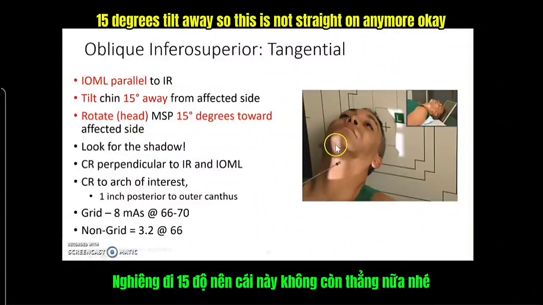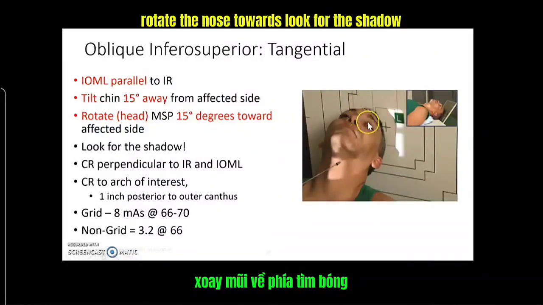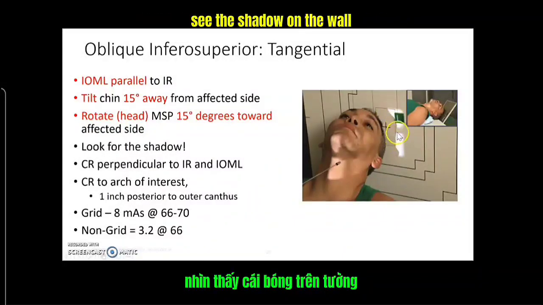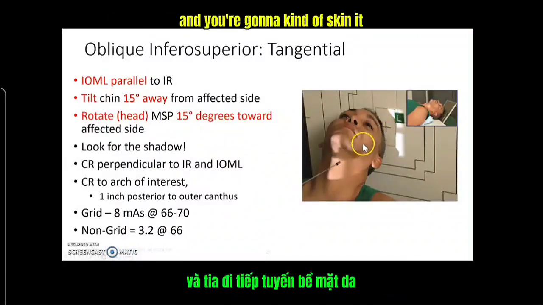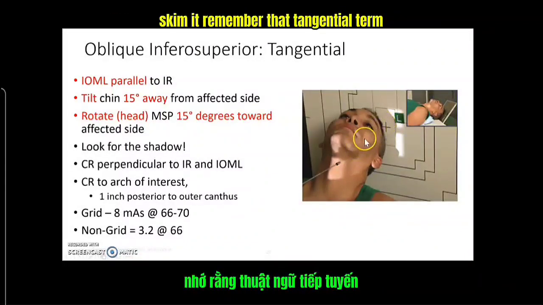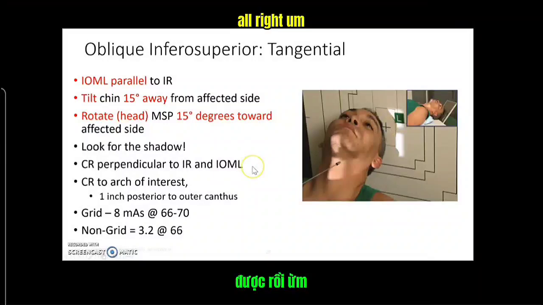Tilt away, so this is not straight on anymore, okay? Rotate the nose towards. Look for the shadow. See the shadow on the wall Bucky here? Look for the shadow of that zygomatic arch. And you're going to kind of skim it. Remember that tangential term, all right?